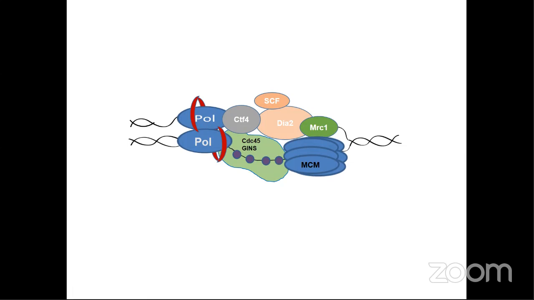And basically, their main function is to synthesize DNA. Now, other key players in our model are MRC1, CTF4, and DIA2. MRC1 is a protein that basically acts as a sensor, transmitting the signal that there is some problem ahead of the replicon, so the cell can react accordingly. And CTF4 is a protein that is involved in the stabilization of polymerase alpha, which is the main priming enzyme. You can say that this is the main protein in the beginning of replication.